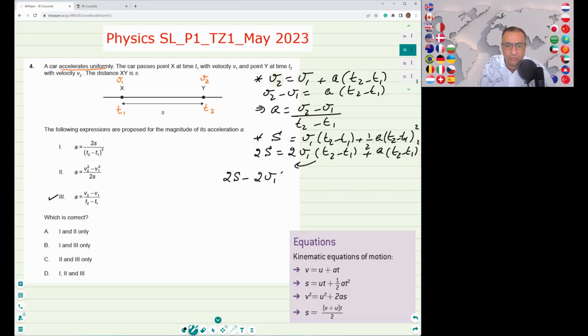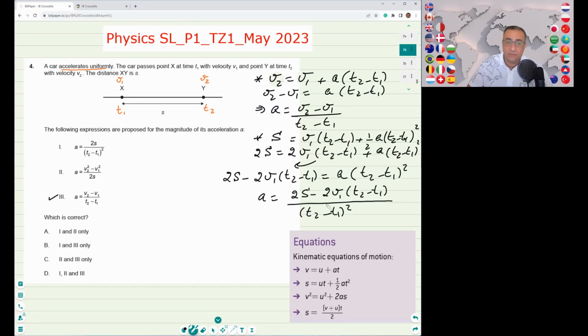So it's going to be 2s minus 2v1 multiplied by t2 minus t1, and that's basically equal to a times t2 minus t1 all to the power of 2. I just shifted this term to the other side with a negative sign. Now I can make a the subject. So a is going to be the full term on the left-hand side divided by the term multiplied by a, so 2s minus 2v1 multiplied by t2 minus t1, over t2 minus t1 all to the power of 2. Obviously this formula is not there. We have something similar, but of course it is wrong, so one is most likely the wrong expression because it doesn't match.